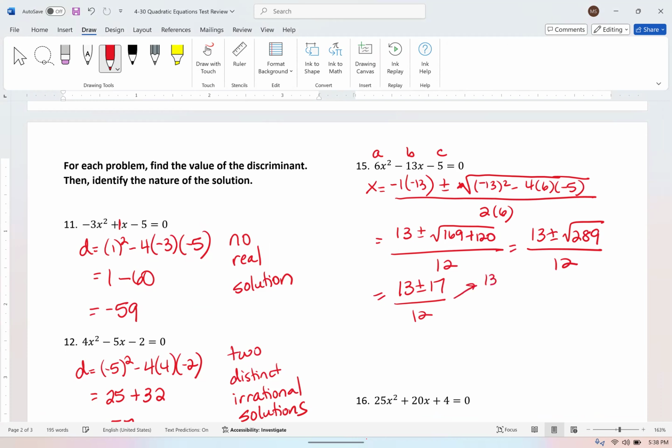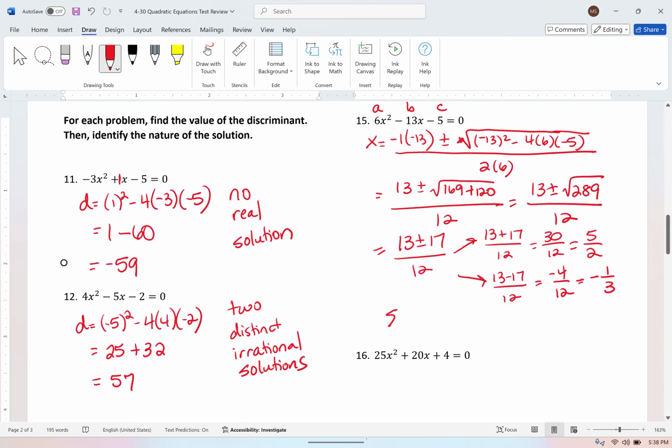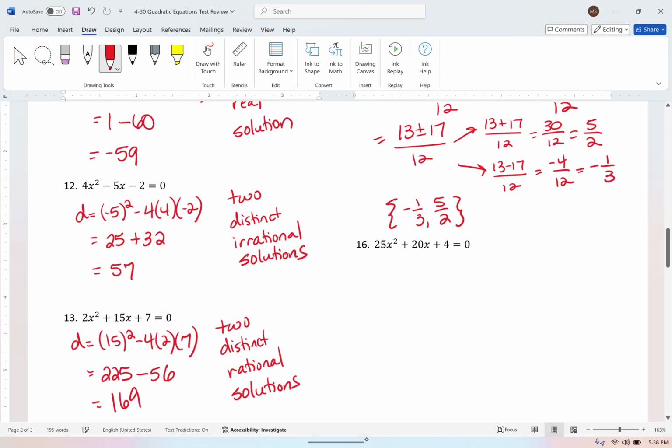So now we have to do two problems. 13 plus 17 divided by 12 and 13 minus 17 divided by 12. 13 plus 17 is 30. 30 does not divide evenly by 12, but we can divide the numbers by 6. 30 divided by 6, 12 divided by 6. Okay, so it's 5 over 2. Over here, 13 minus 17 is negative 4. Negative 4 over 12 is negative 1/3. All right, so our solution set is negative 1/3 and positive 5/2.